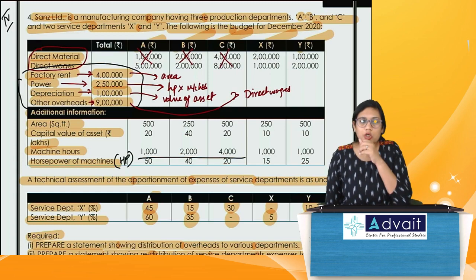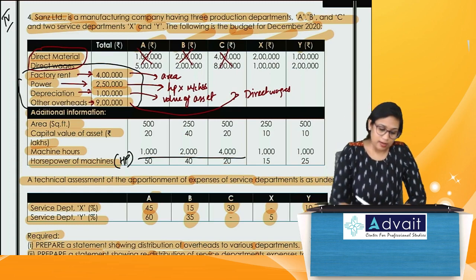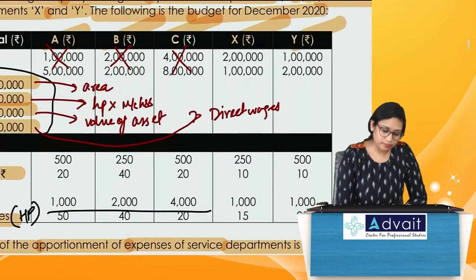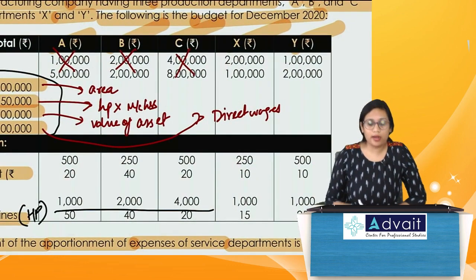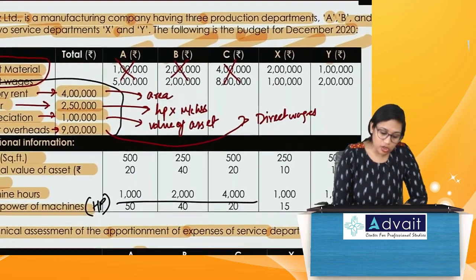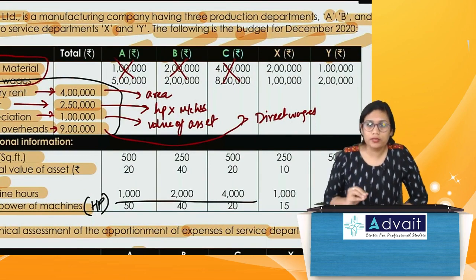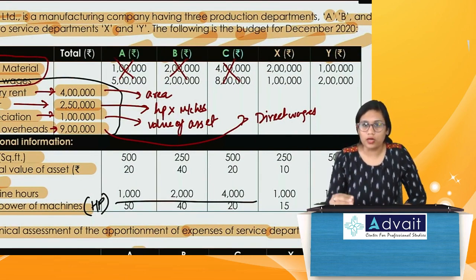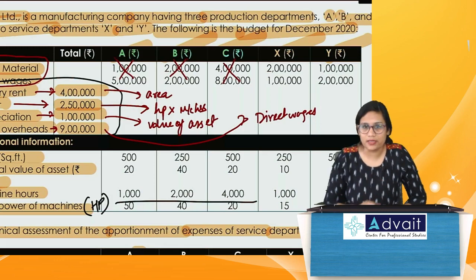Guys, but there is a twist in the tail. Look at this. Direct material and direct wages which are used in the production departments A, B, C are direct to the product. So we will not consider them. Okay, obviously, because we are only considering indirect expenses.